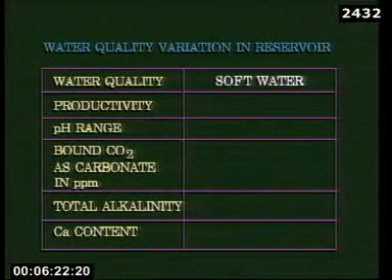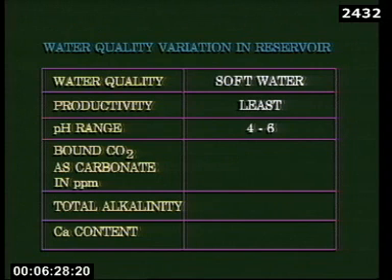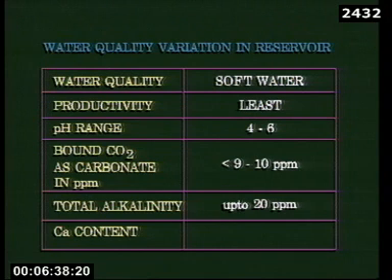In soft water reservoirs, least productivity is met with at a pH range of 4 to 6, bound carbon dioxide as carbonate less than 9 to 10 ppm, that is 9 to 10 parts per million, total alkalinity up to 20 ppm, and calcium content of 10 ppm.